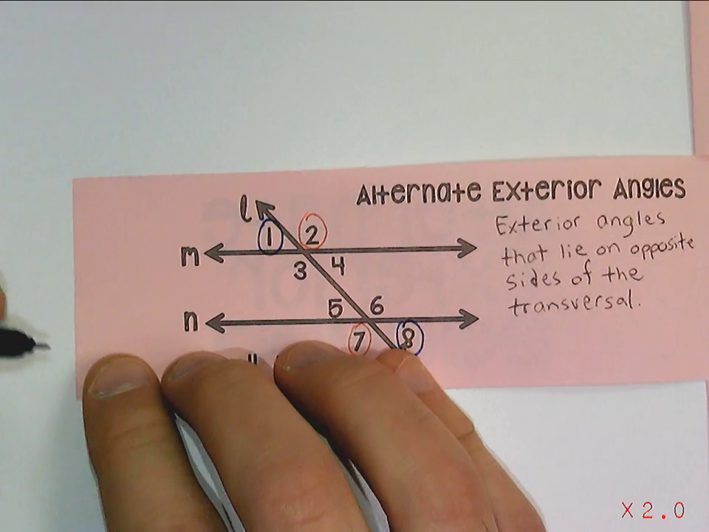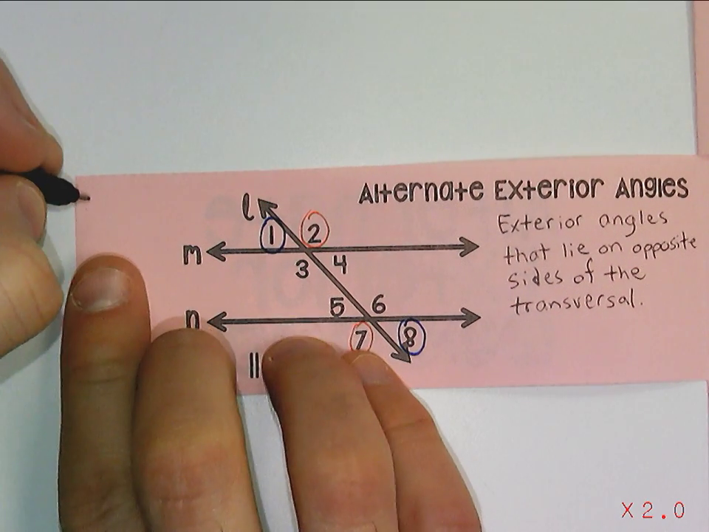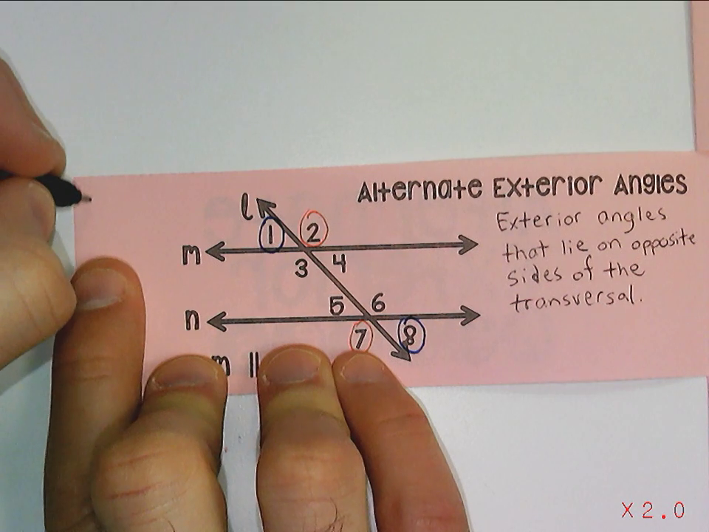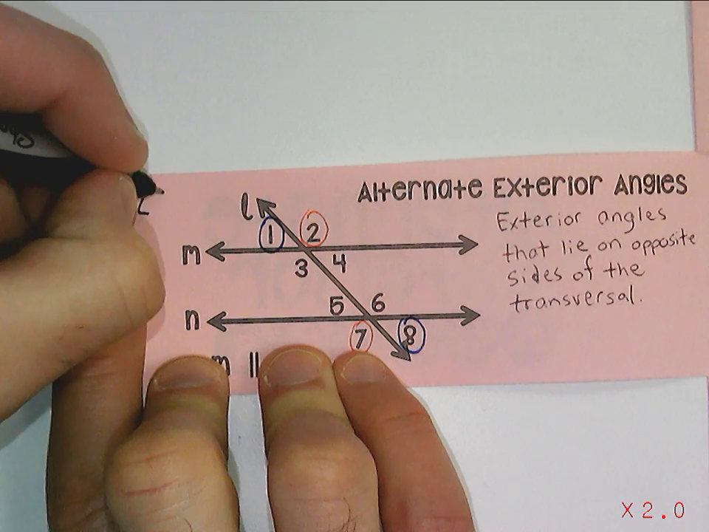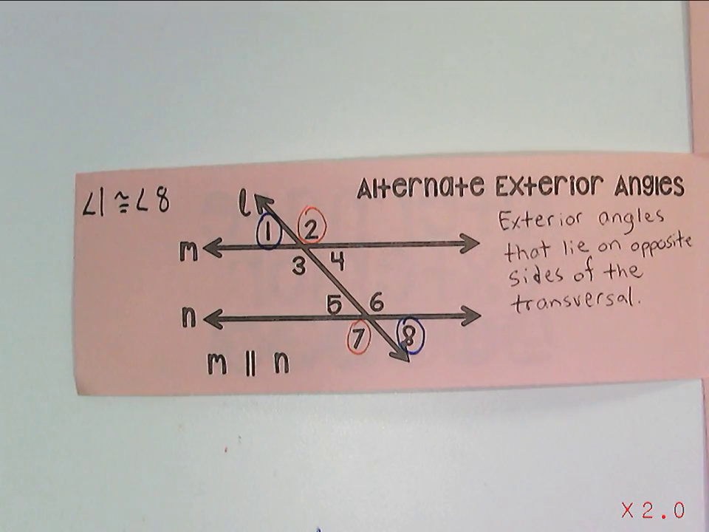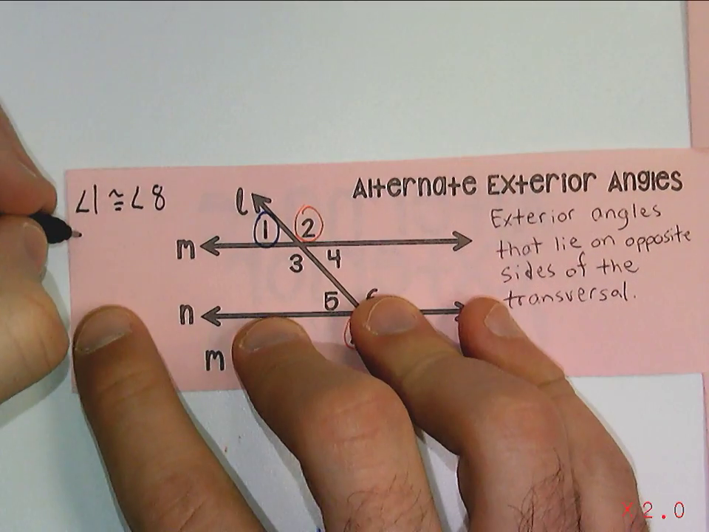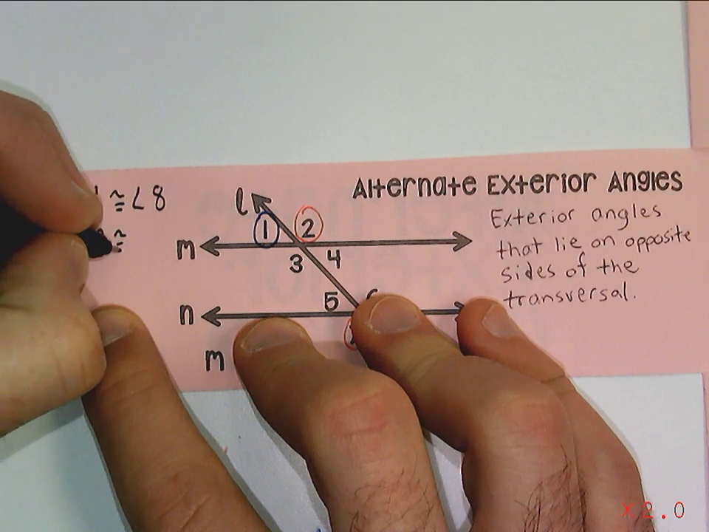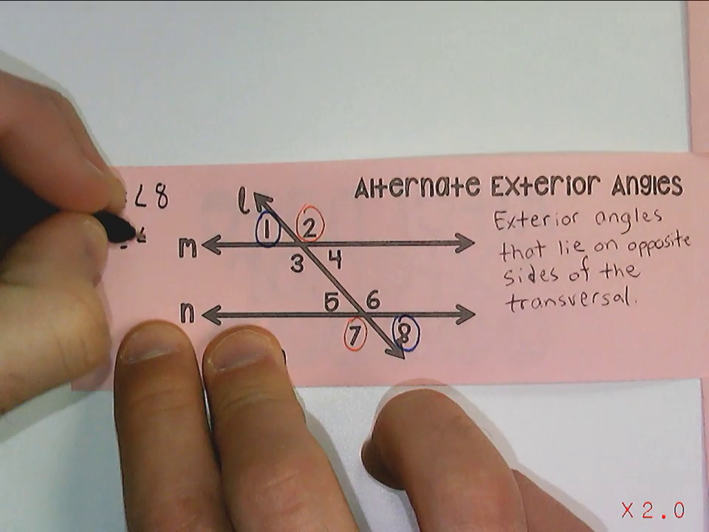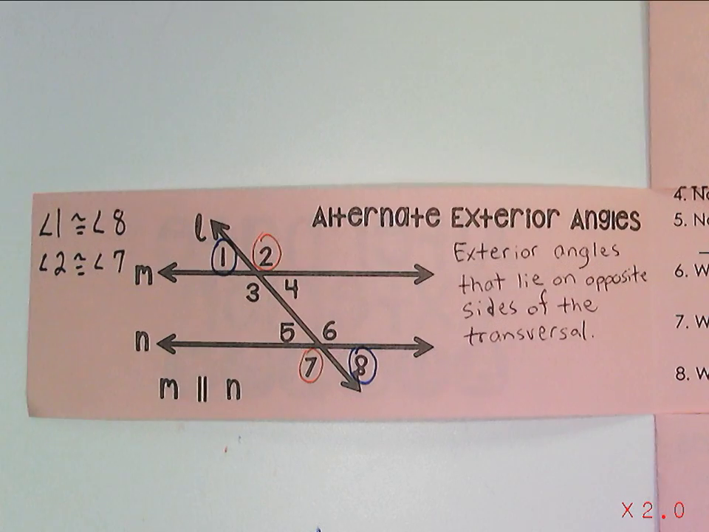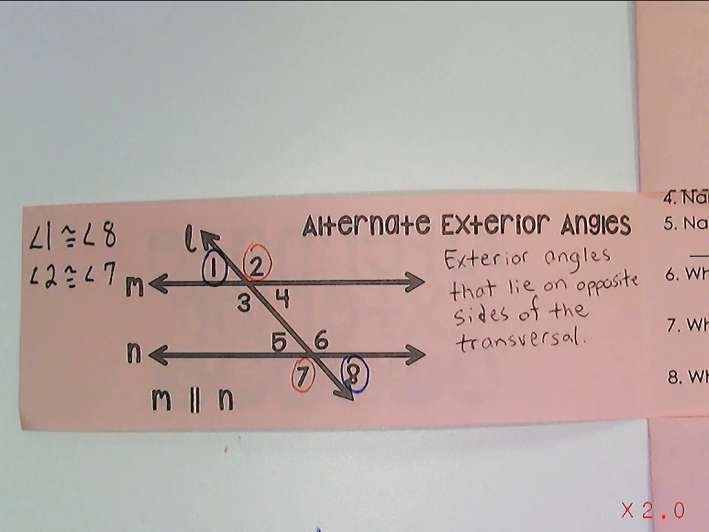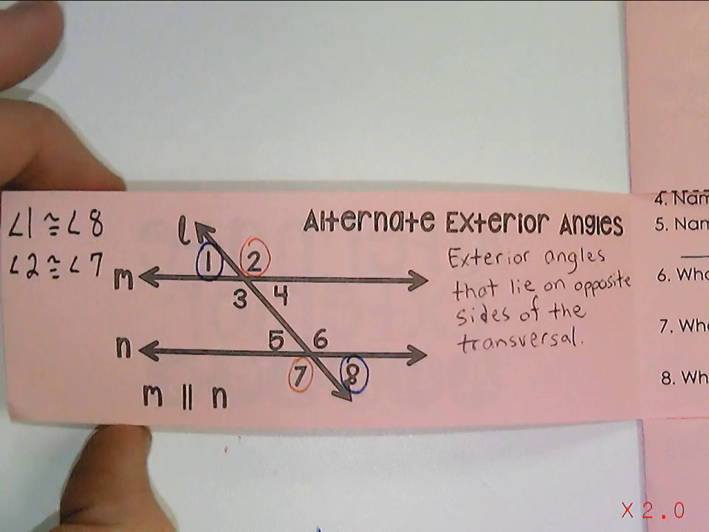The only other thing I would like to do is use our notation here to signify that these are congruent. So angle 1 is congruent to angle 8, and angle 2 is congruent to angle 7. That's alternate exterior angles: exterior angles that lie on opposite sides of the transversal. Make sure you get that copied down.